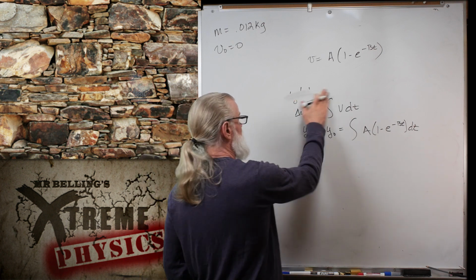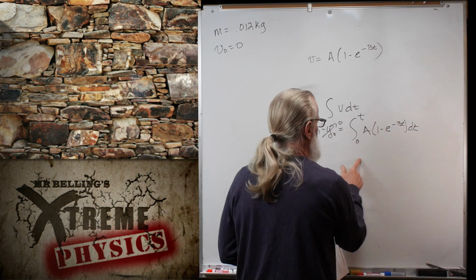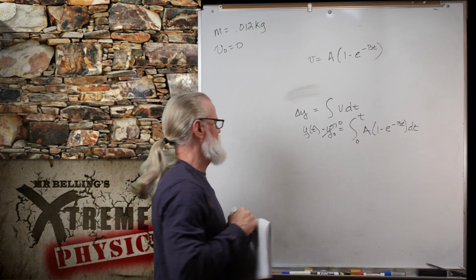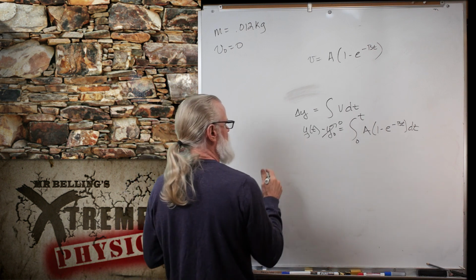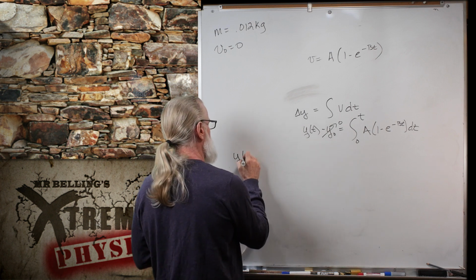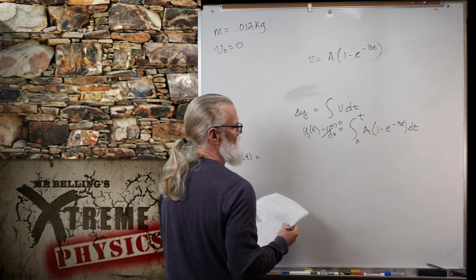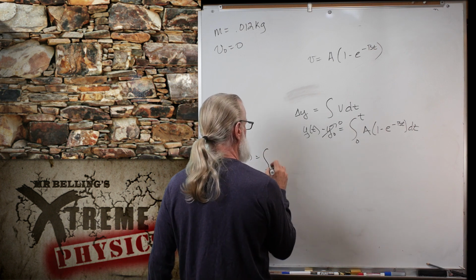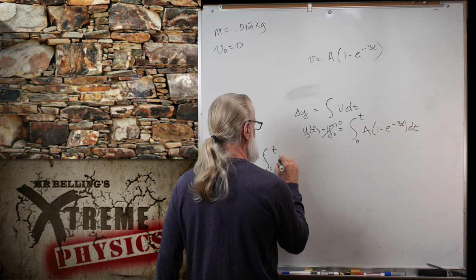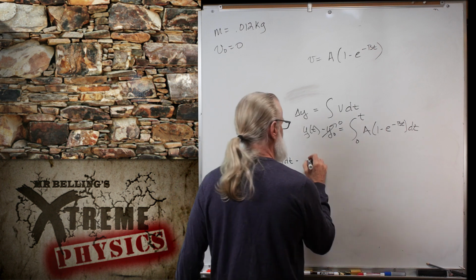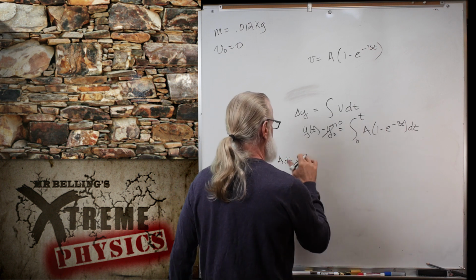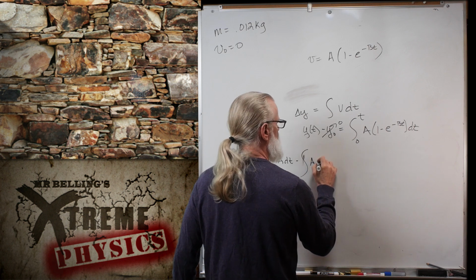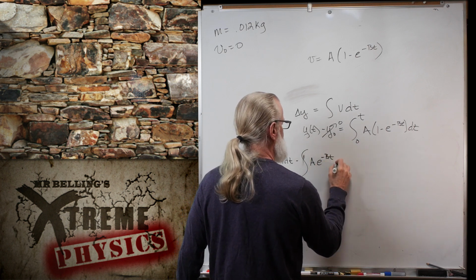Now I'm going to start sliding stuff over here because I think I crammed myself too far off to the right. So y of t is going to be the integral from 0 to t of A dt, minus the integral of A e to the minus bt dt.